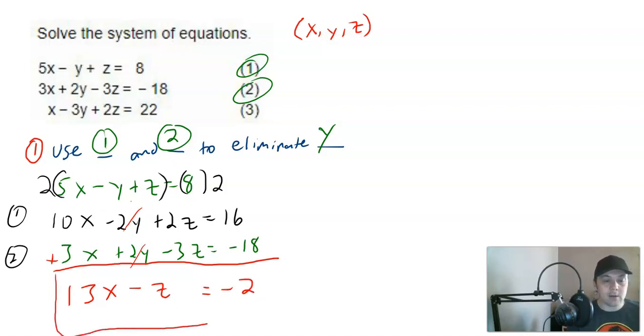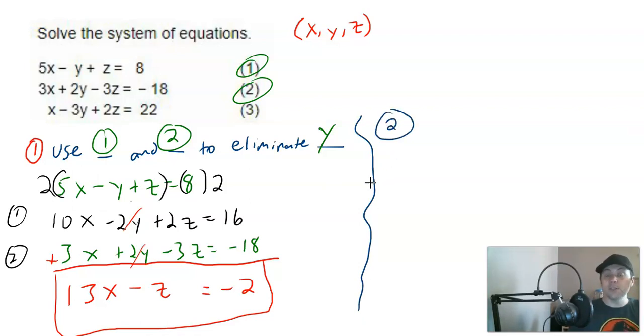So this is the outcome of step 1. We use 2 equations to eliminate one of the variables. And the result is now I have an equation with just 2 variables, x and z. However, in order to get a solution for x and z, I have to have 2 equations with those 2 variables instead of just 1. So that leads me to step number 2, which is to use a different pair of equations.